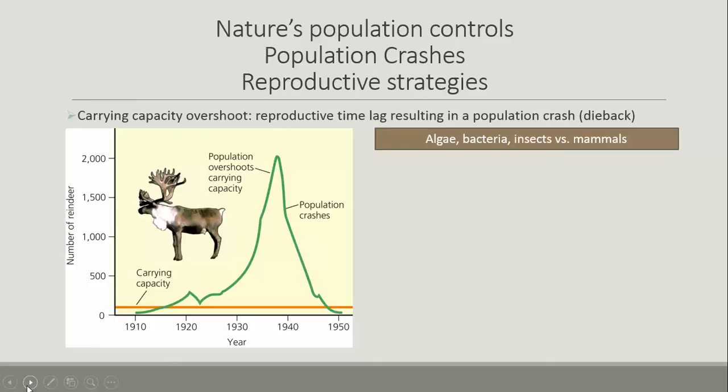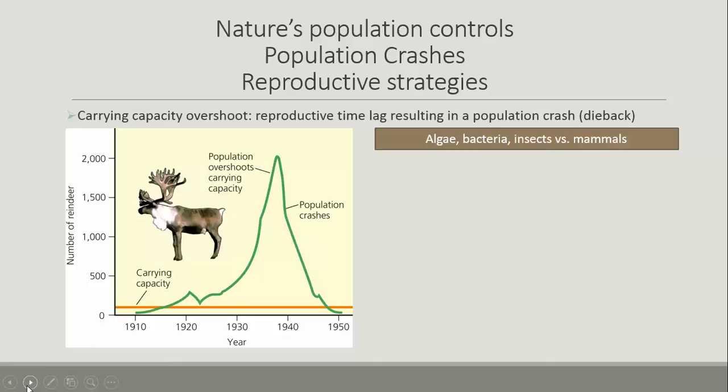So species like algae, bacteria, insects have a lot of small offspring, and they really don't have to give them any parental care or protection. Basically, these kinds of species will overcome massive losses of offspring by producing so many that a few are going to survive and continue to go on and produce a lot of offspring.